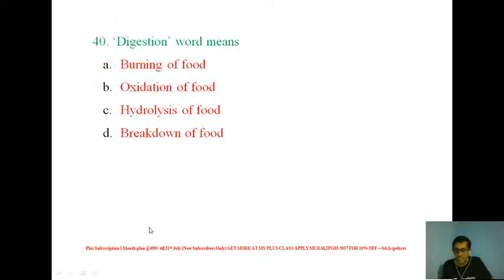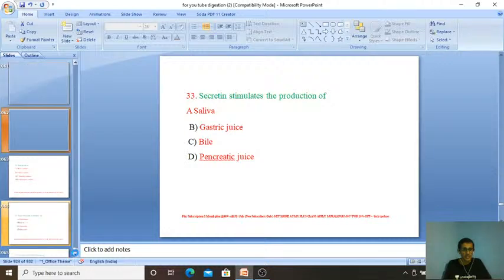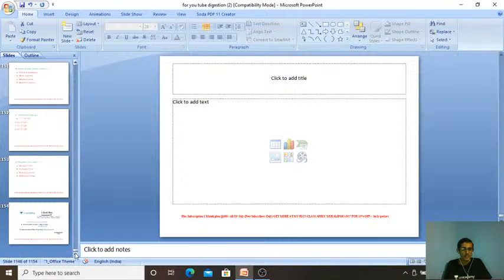Digestion word means what? Burning of food, oxidation of food, then hydrolysis of food, breakdown of food. Which is the right answer? Digestion word means hydrolysis of food, isn't it? Hydrolysis of food. So in the presence of water, the process of digestion will be there, isn't it? In the presence of water, the process of digestion will be there.